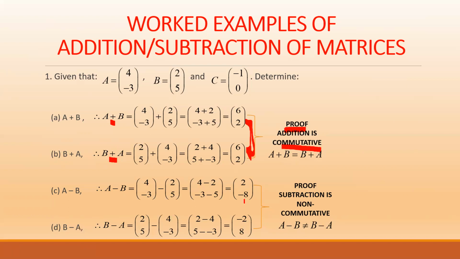Right, guys? So you can see here that these two things are not the same. After we interchange the matrices, now we are carrying out a different operation. We're now subtracting. But after we interchange the matrices, in both cases, we realize that we are not getting the same answer. So that is why it is a proof that subtraction is non-commutative. So subtraction of matrices is non-commutative, guys. So please bear that in mind.